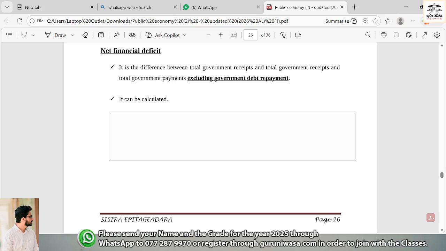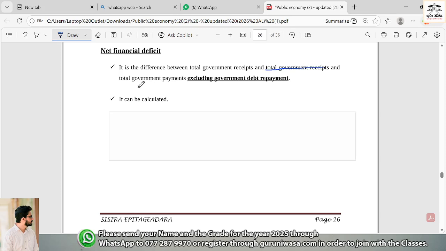Can you see the screen? It is the difference between total government receipts and total government payments excluding government debt repayment. Oh, there are two. Cut one, remove one part. Total government receipts and total government payments excluding government debt repayment. Write down the equation here.